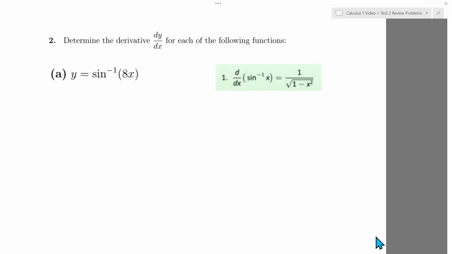Okay, so now let's continue to problem 2a. In this problem, we're trying to find the derivative of this function. And because we have a composition of functions, right, so the 8x is sitting inside the inverse sine function. So for this problem, we need to use the chain rule.